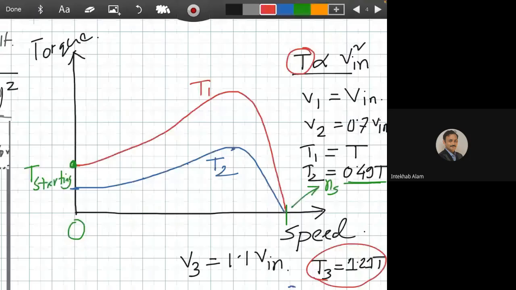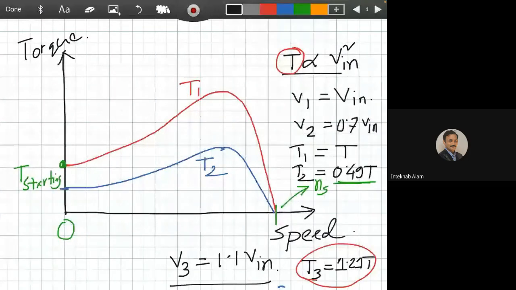Just a moment. Okay, so this is the similar.